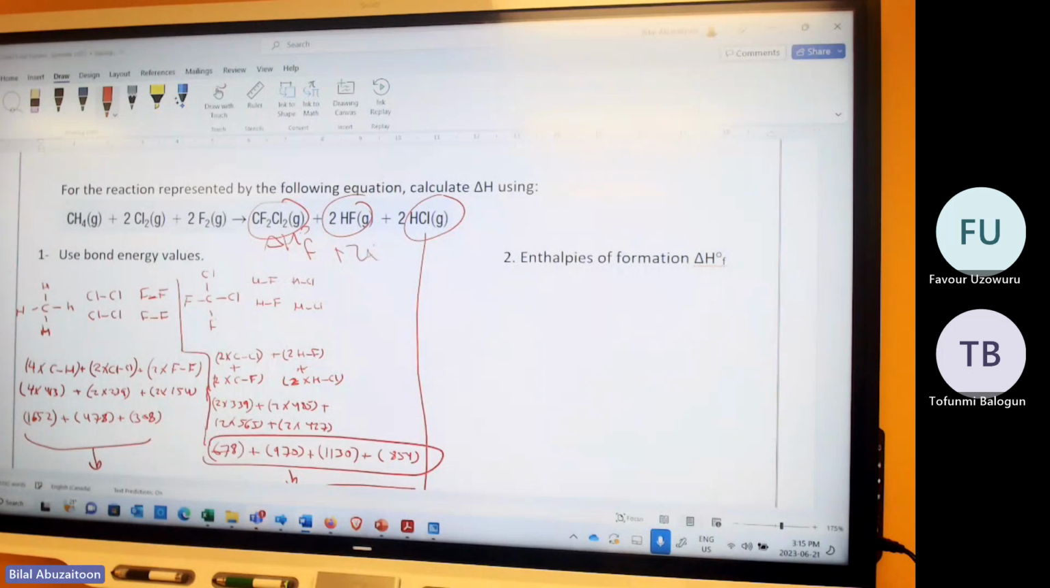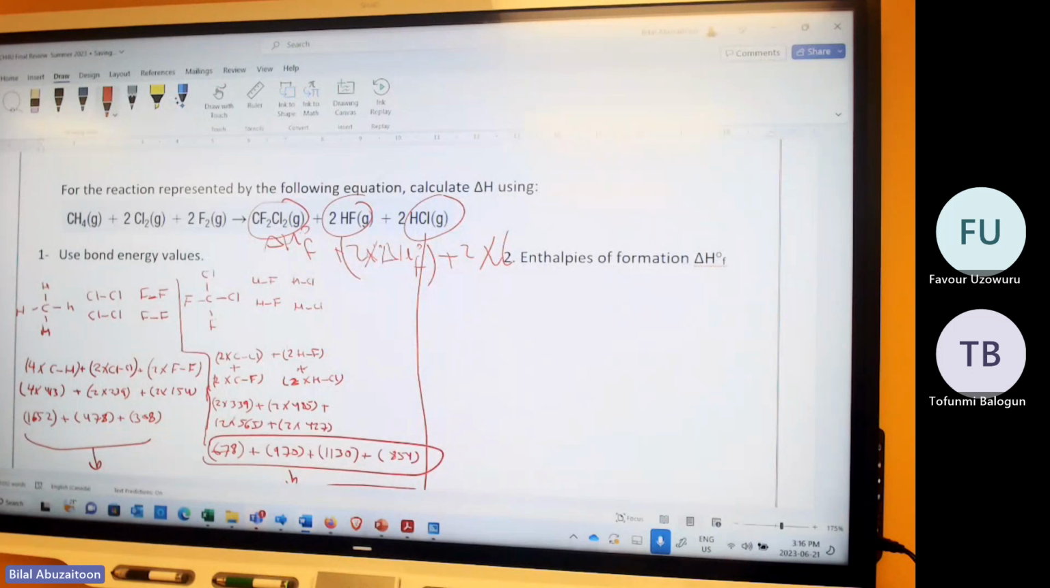So 2 times delta H naught formation for HF, plus 2 times delta H naught formation for HCl. Okay, you add them all together minus what you find for the CH4, Cl2 and F2. What about Cl2 and F2? For CO2 you find it.